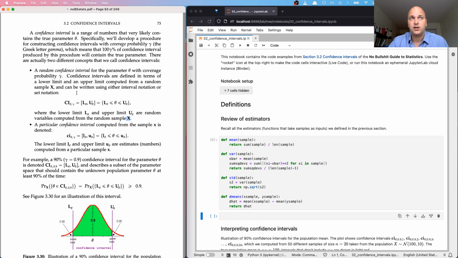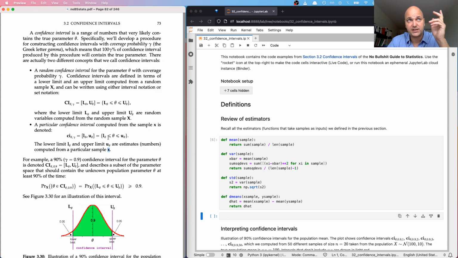So this notion corresponds to the long-term probabilities. If you were to repeat this procedure with a new random sample, that's what a random confidence interval describes. I want it to be clear that it's different from a particular confidence interval, which is just two numbers. These are two random variables. The upper and the lower limit vary depending on the choice of x. And this is one particular instance, when we have one sample and we computed the upper and lower bounds.